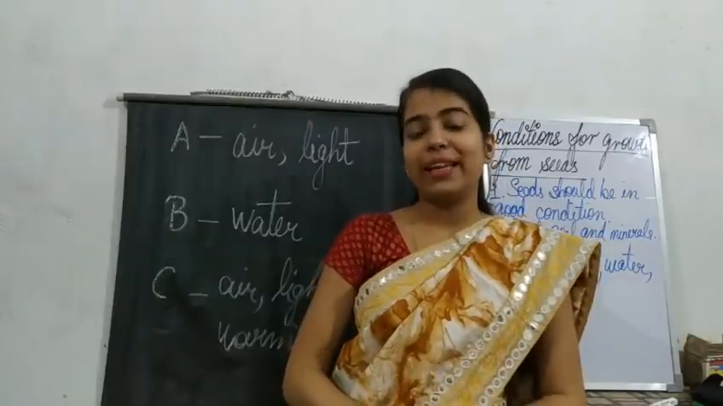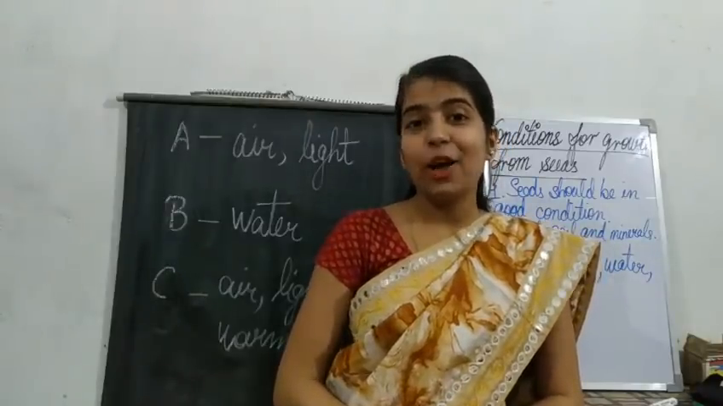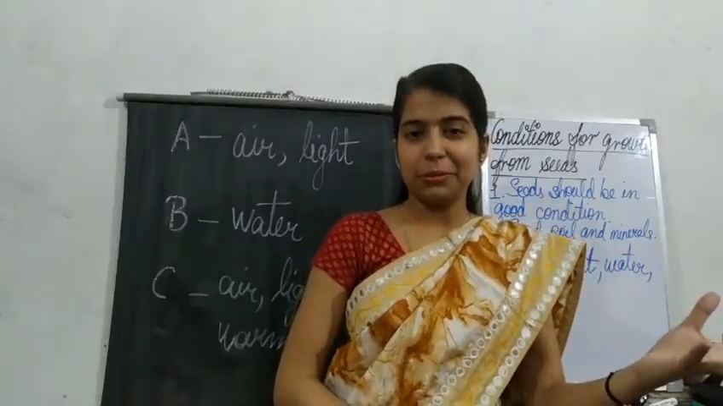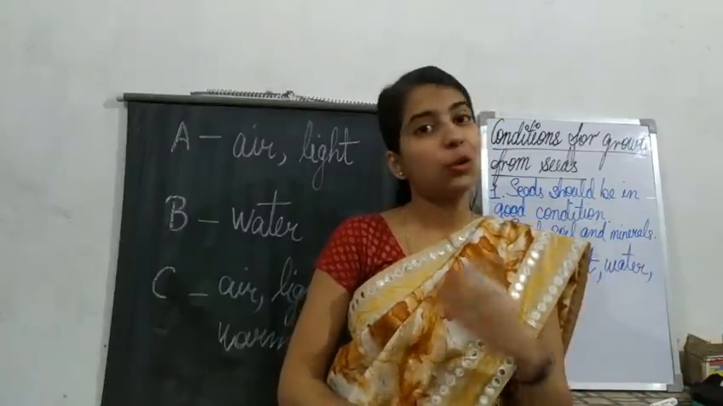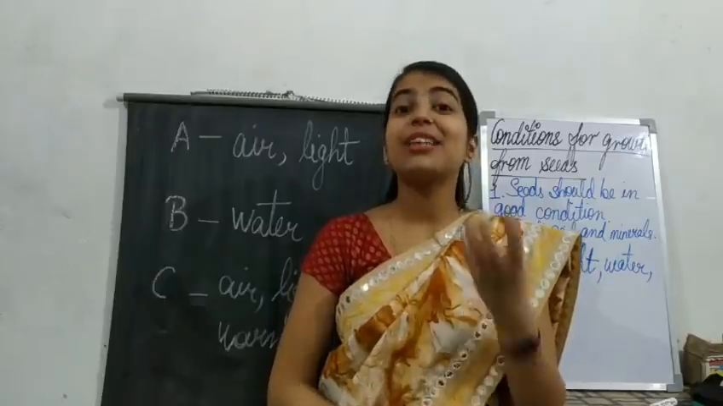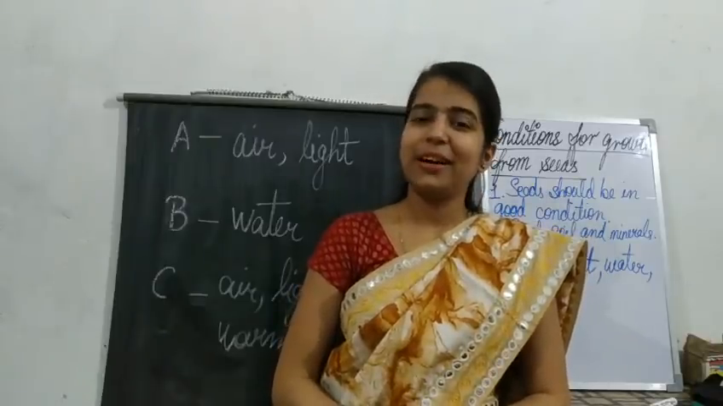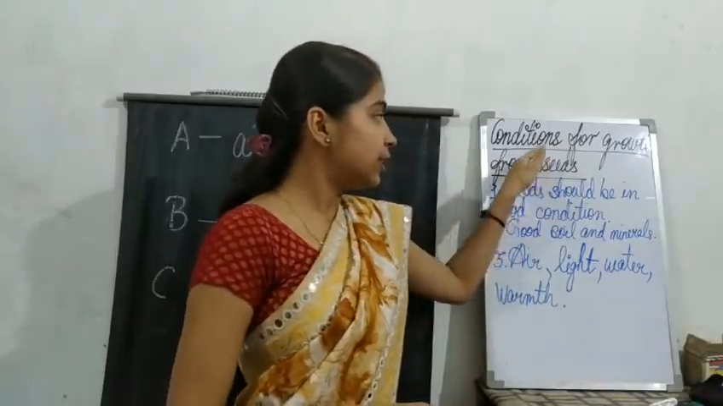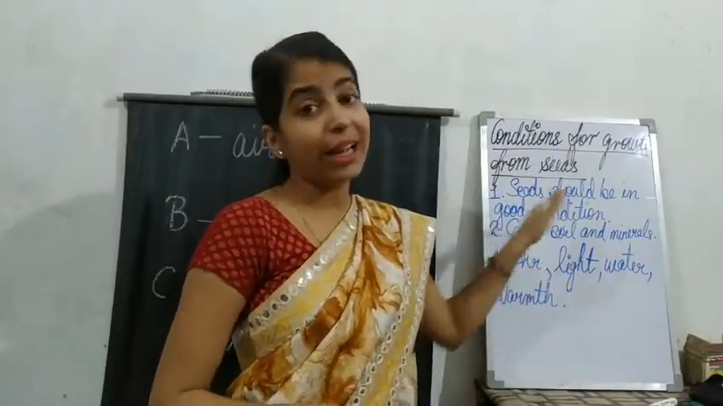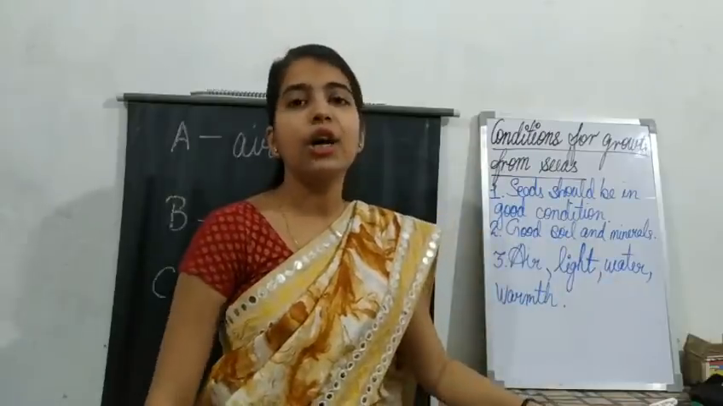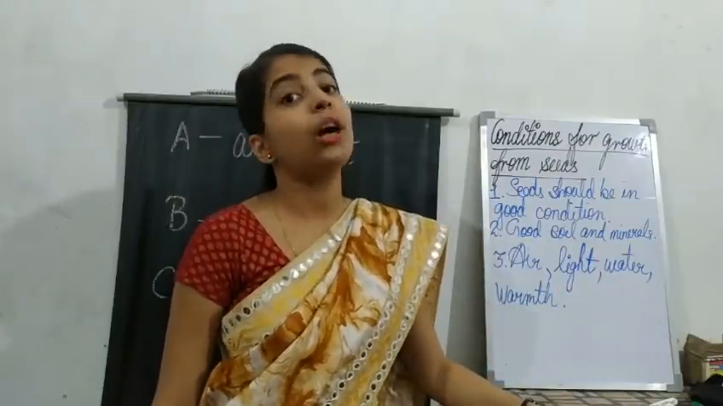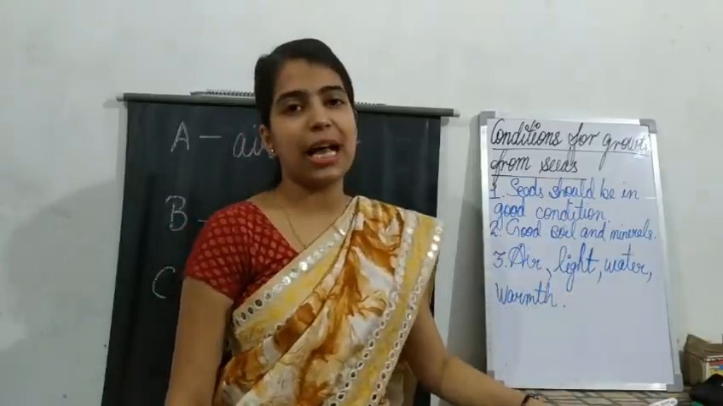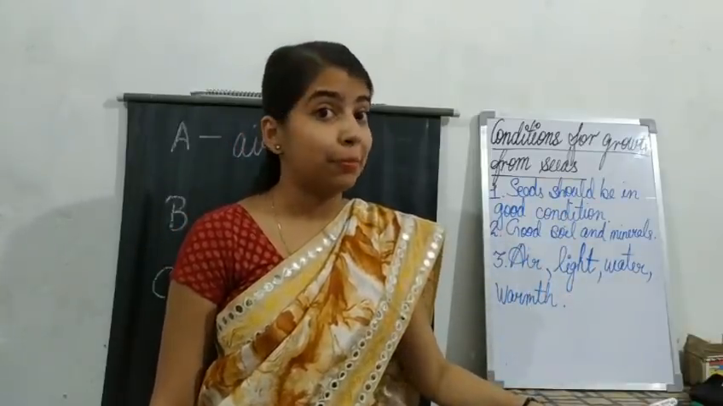But remember one thing, this needs to be done with soaked seeds. Don't take the dried ones and try to grow sprouts from them. Try to take the soaked seeds. Is it clear? So see, these are the 3 conditions required for a seed to grow into a new plant. Unless these 3 conditions are satisfied, the growth won't take place.